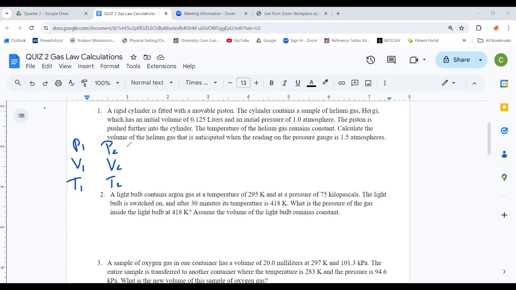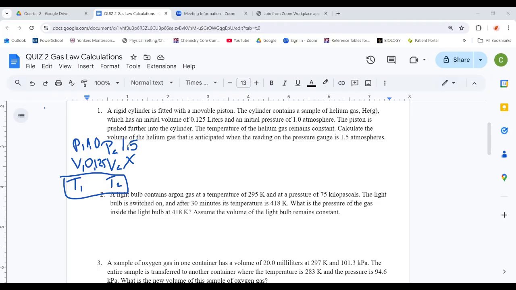So a rigid cylinder is fitted with a movable piston. The cylinder contains a sample of helium gas. It has an initial volume of 0.125 and an initial pressure of 1 atmosphere. And the piston is pushed further into the cylinder. The temperature remains constant. So that literally means that I'm going to knock it out of the equation. Okay, the temperature is constant. We want to calculate the volume. So V2 is X, and the new pressure is 1.5 atmospheres.